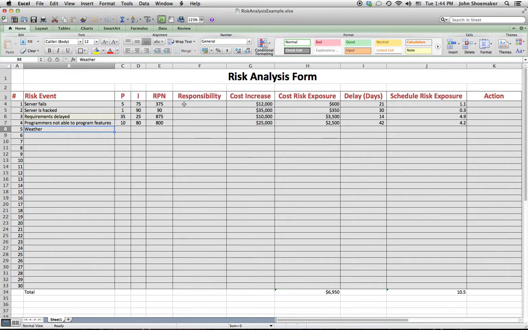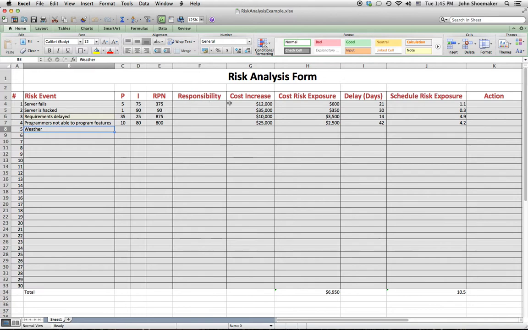The next column is cost increase. And this is where we're getting into some analysis now. Remember I said there were 3 stages. We talked about risk identification, risk documentation. Now we're getting into the area where we're going to be talking about analysis and prioritization. If the server fails, how much additional will the project cost to complete? That's what we're going to put in this column.